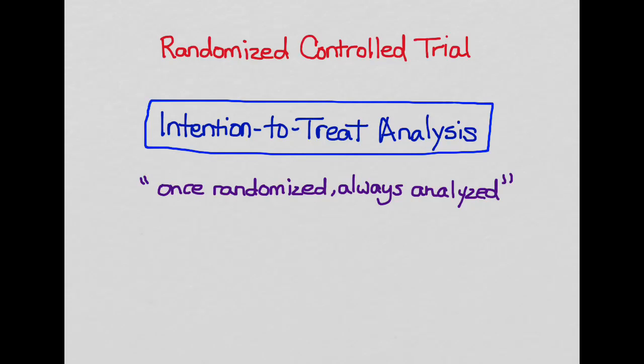Okay, so one of the most important things to understand about a randomized controlled trial is intention to treat analysis. And what this means is once randomized, always analyzed. So every participant is analyzed to some arm, and they should be analyzed in that arm at the end of the study, regardless of what happens during the study.